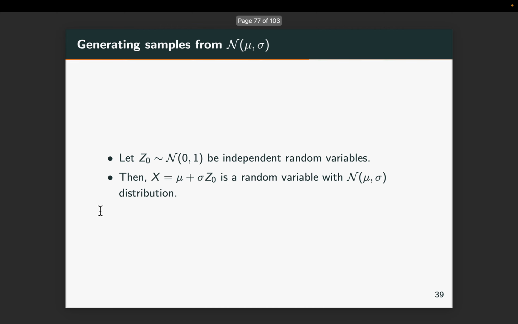So it's again a simple transformation, mu plus sigma times Z0. Right? You might have already seen this transformation earlier in some courses. So if Z is a normal 0, 1 random variable, then x, which is mu plus sigma times Z, is the random variable with mean mu and variance sigma square.